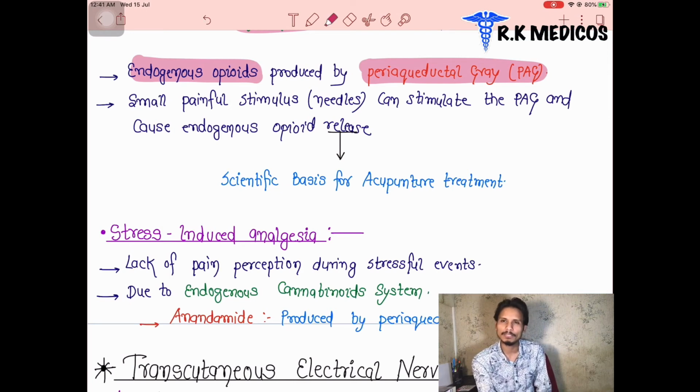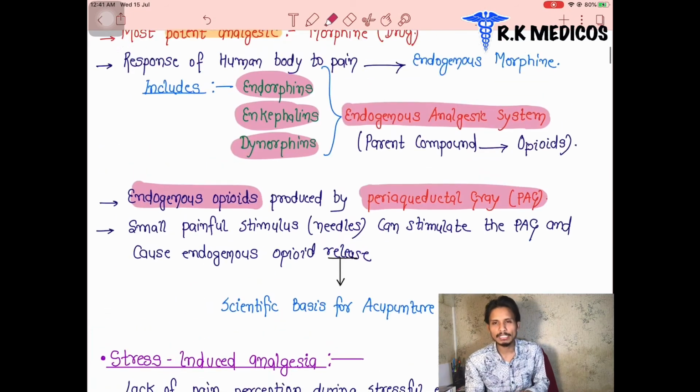Red nuclei and the different types of nuclei are situated there, but for now we are going to discuss only the periaqueductal gray matter. Where are they present? In the midbrain. What are they producing? Endogenous opioids. What are the endogenous opioids? Endorphins, enkephalins and dynorphins.